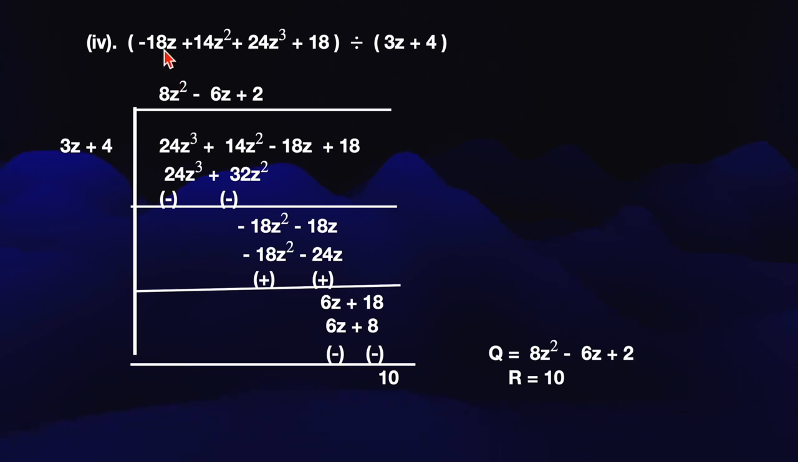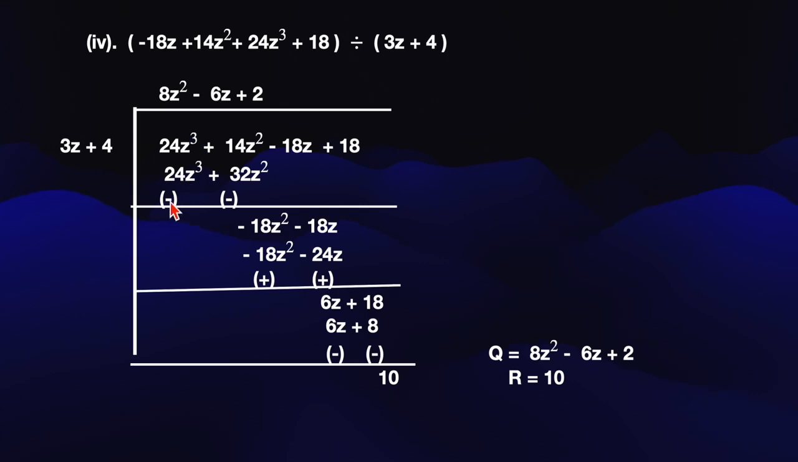Okay. Here we first let's write it in standard form. Write down 24z cube plus 14z square minus 18z plus 18. And the divisor 3z plus 4. Okay. So 24z cube divided by 3z is 8z square. So 8z square multiplied by this divisor is 24z cube plus 32z square. So here plus will become minus and plus will become minus.